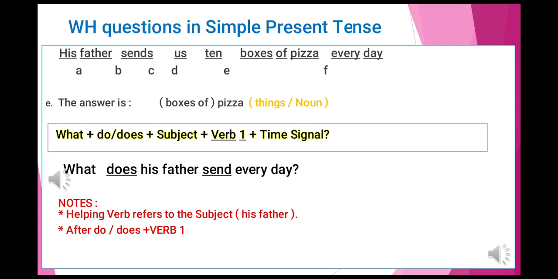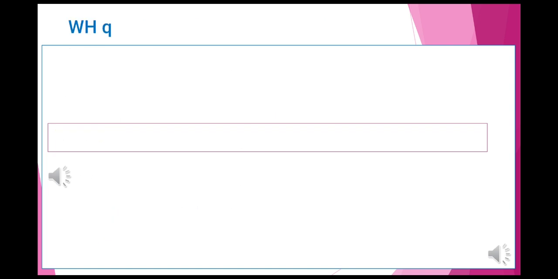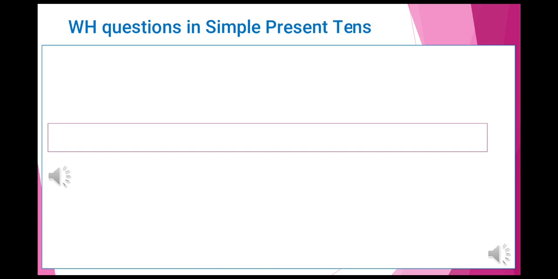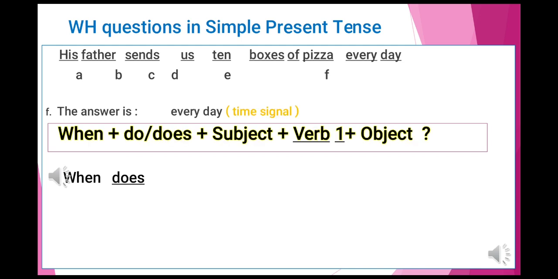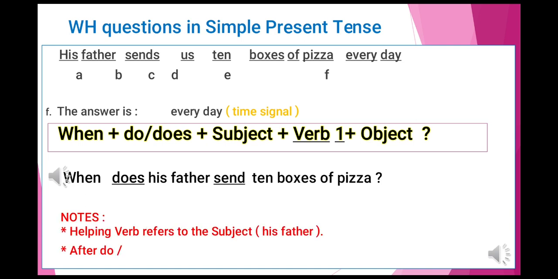Now this is the last page for simple present tense. If we want to know the time, the answer is "every day", the time signal. So we use "when". When does his father send 10 boxes of pizza? The answer is every day. I hope all of this is clear enough for you.